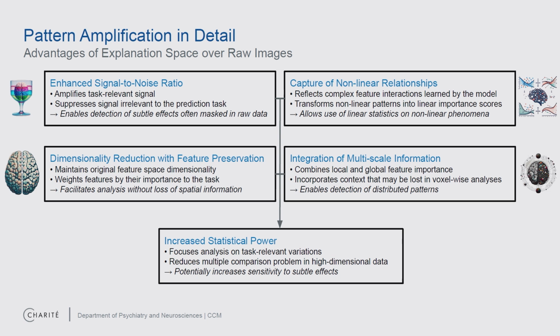Then we can capture nonlinear relationships, right? So ideally what a deep learning brain age prediction model does is it captures complex nonlinear relationships in the image that we would not be able to detect or represent or access with simple linear methods, right? So essentially what this transformation to the explanation space through the deep net does is it allows us to use linear statistics on nonlinear phenomena to some extent, right?